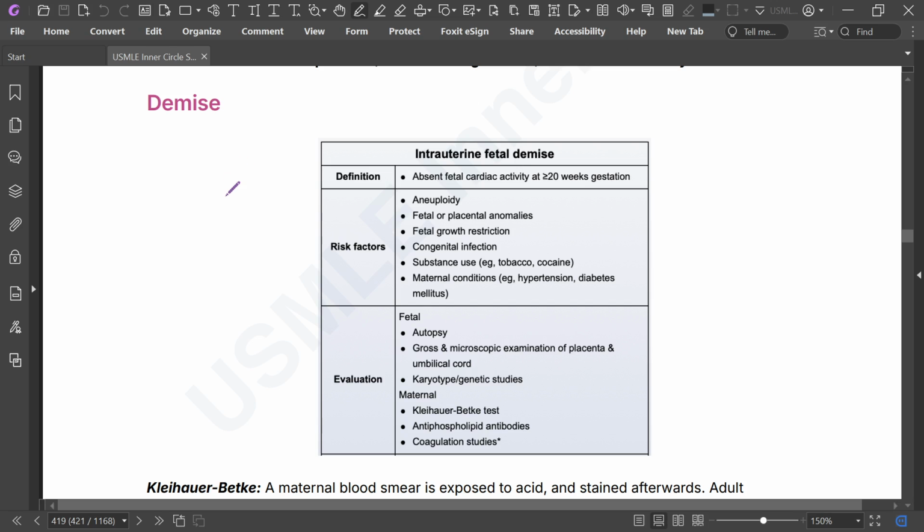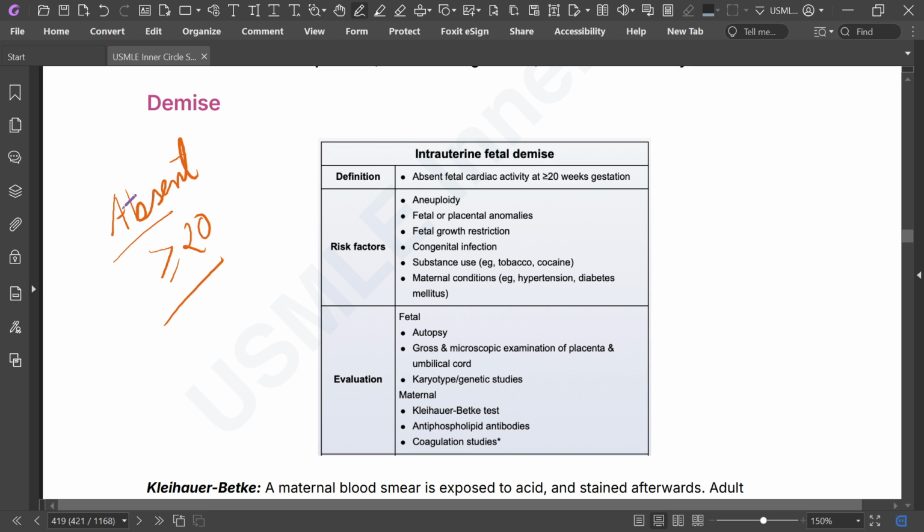Okay, this is a very high yield topic taken from USMLE Inner Circle. Intrauterine fetal demise. What does it mean? Absent fetal cardiac activity at or after 20 weeks of gestation.